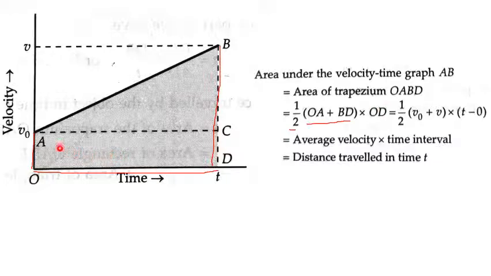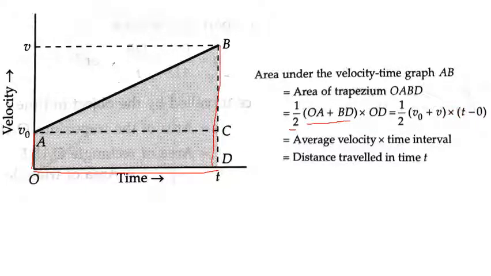Now what does OA represent? OA represents your initial velocity v0, so I have written OA as v0. And what does BD represent? This one represents your final velocity v, so I have written small v instead of BD. Now what does OD represent? OD represents your time interval, that is t minus 0. Here the initial time is 0, so t minus 0 is simply t.